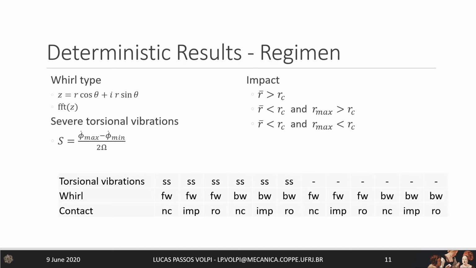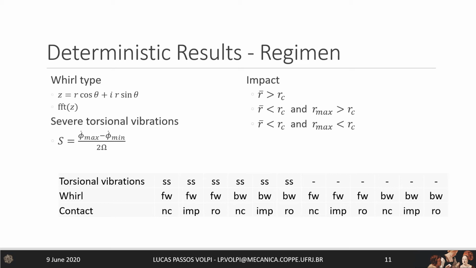To identify severe torsional vibrations, the amplitude in torsional speed is analyzed. If it is higher than 0.8, then it is considered severe. Finally, to identify the type of contact, the mean radial displacement and the maximum radial displacement were analyzed. If the mean displacement is greater than the clearance, then permanent contact is considered. If the mean displacement is smaller than the clearance, then the maximum displacement is observed. If it is higher than the clearance, then there is impact. If it is smaller, then there is no contact.